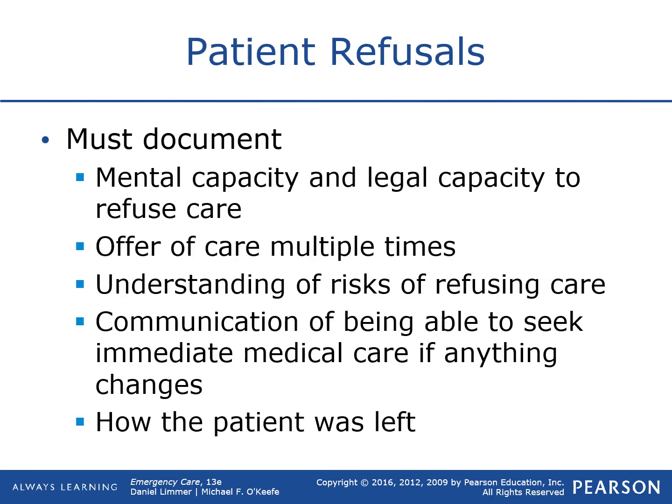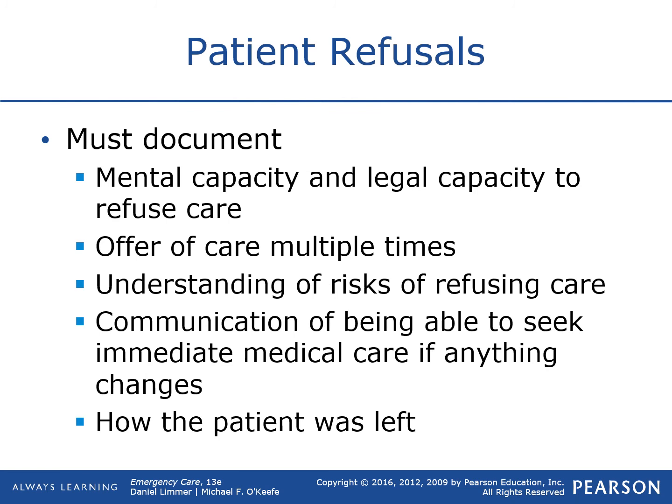When you're doing refusals, there are some very important things that you have to document in your chart. You have to document that the patient had the mental and legal capacity to refuse care. You have to document that you offered that care multiple times to the patient and that they understood you were offering that care. You have to document that they understood the risks of refusing care, and those will be up to and including death, because we can't see everything that's going on with the patient. They might die if we leave them there. We can't see the insides of them because we don't have the proper tools. So document that you told them the risks and that they understood the risks.